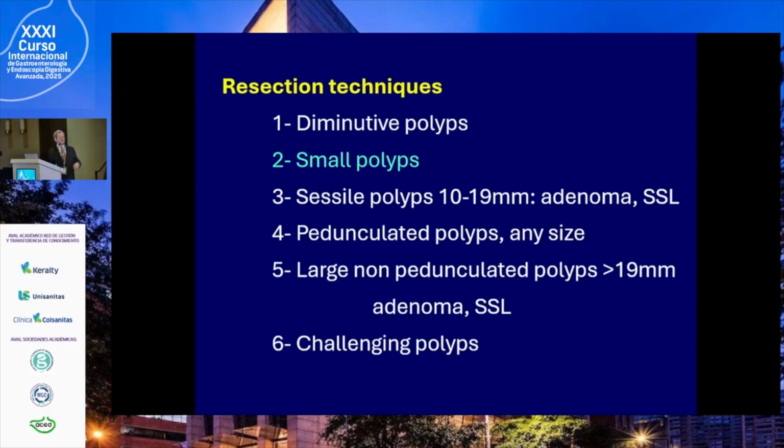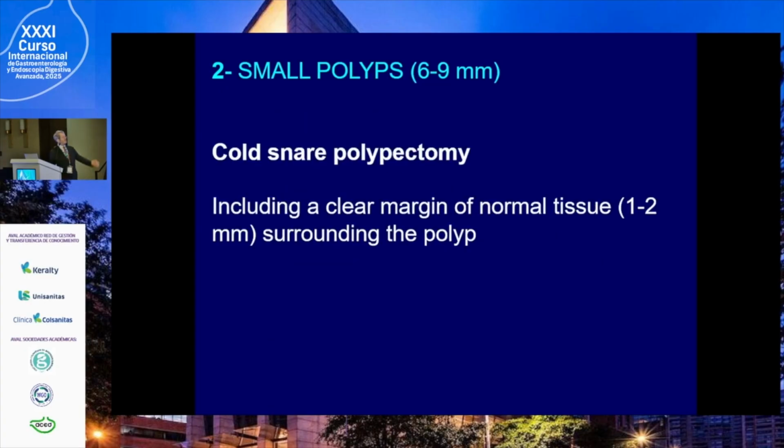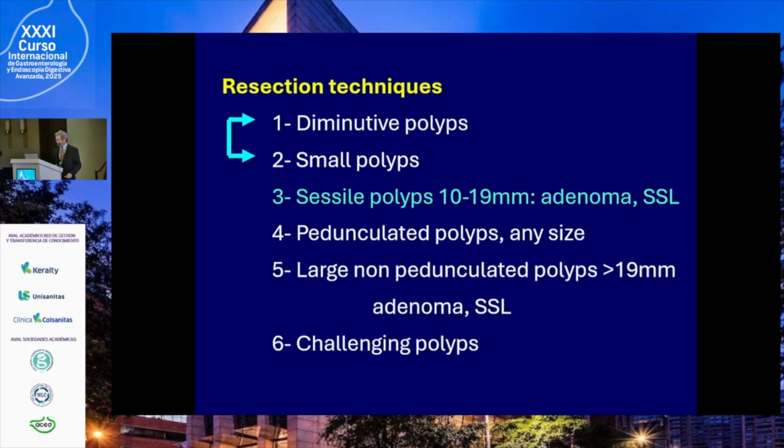Now, small polyps. Raoul, your recommendation. Cold snare, same. The recommendation is the same for diminutive, less than 5 mm, or small polyp, less than 10 mm: including a clear margin of normal tissue surrounding the polyp. No more cold biopsy, and no more hot biopsy. Okay, finished. Everybody agrees? Perfect. We go.